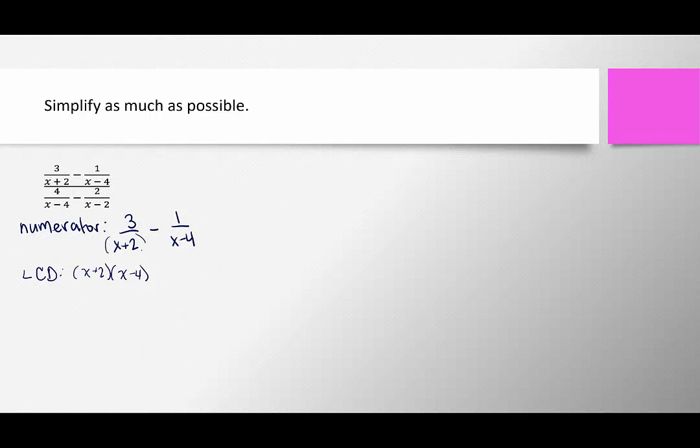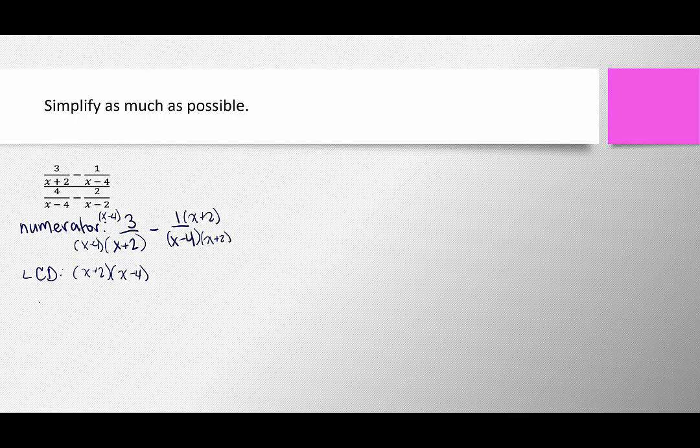The first one needs a factor of x minus 4, so I multiply x minus 4 to both the numerator and denominator. And the second one needs a factor of x plus 2, so I multiply both the numerator and denominator by this factor of x plus 2. Now that we know we have the same denominator, I'm going to ignore the denominators for a second. Let's just focus on cleaning up, simplifying, distributing in the numerator.